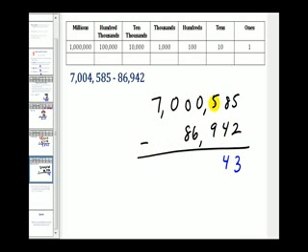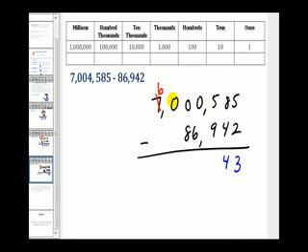Now notice in the hundreds column we have 5 minus 9. We can't take away 9 from 5, so we have to borrow. But notice on this example the next column is 0. So in this case we're supposed to go to the next column, which is also 0. So finally we get to the 7 and we have to borrow from this 7. So we change the 7 to a 6.